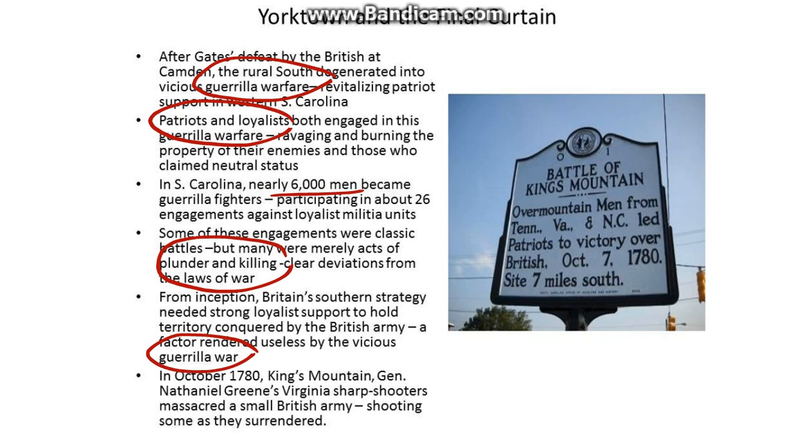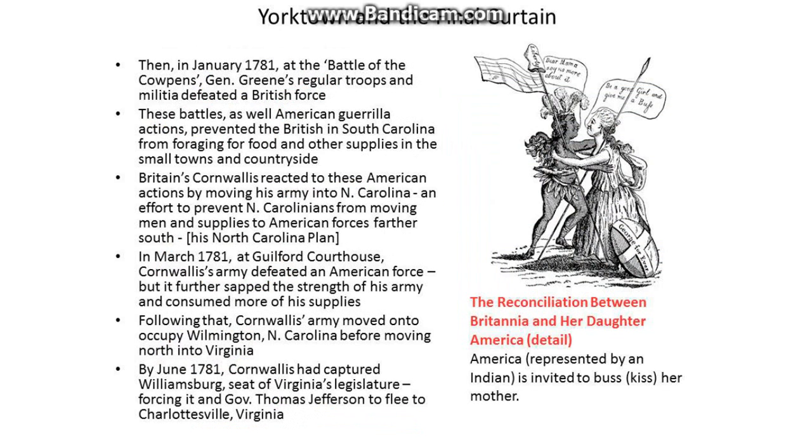In October 1780, at Kings Mountain, General Nathaniel Greene's Virginia sharpshooters massacred a small British army, shooting some of them as they surrendered. Then, in January of 1781, at the Battle of Cowpens, General Greene's regular troops and militia defeated the British. These battles, as well as American guerrilla actions, prevented the British in South Carolina from foraging for food and other supplies in the small towns and countryside.